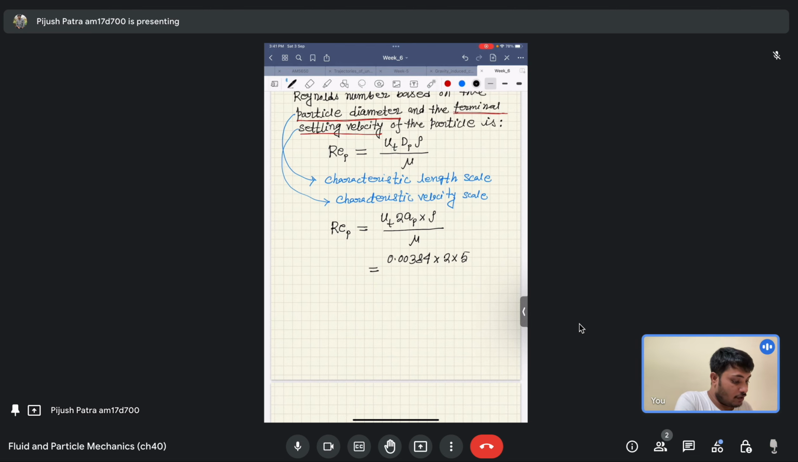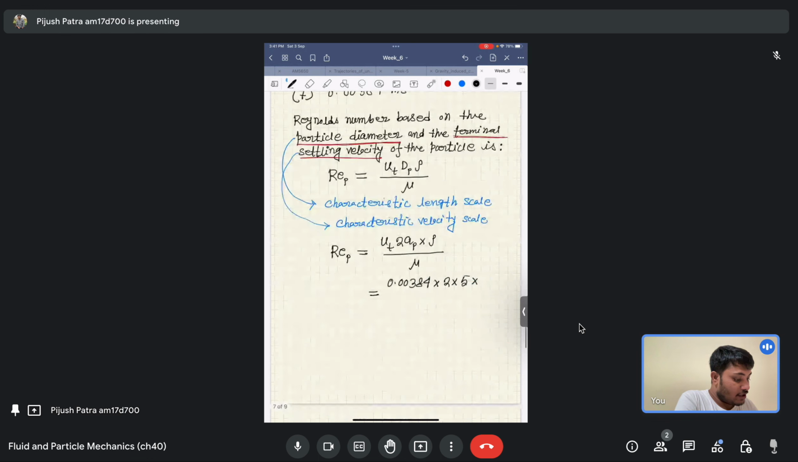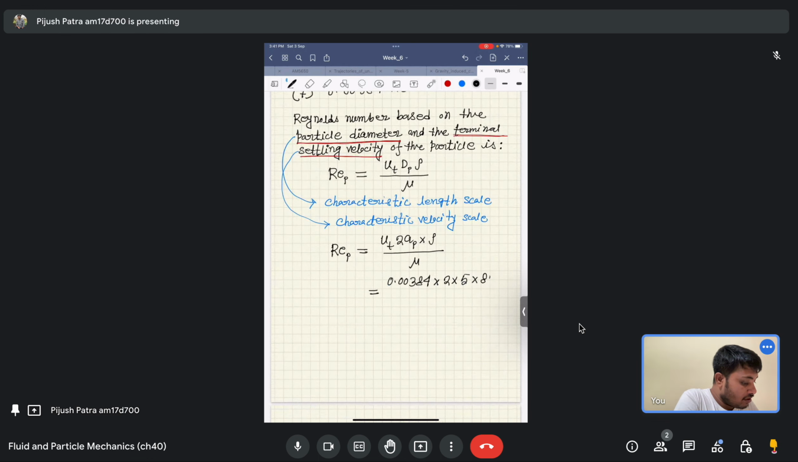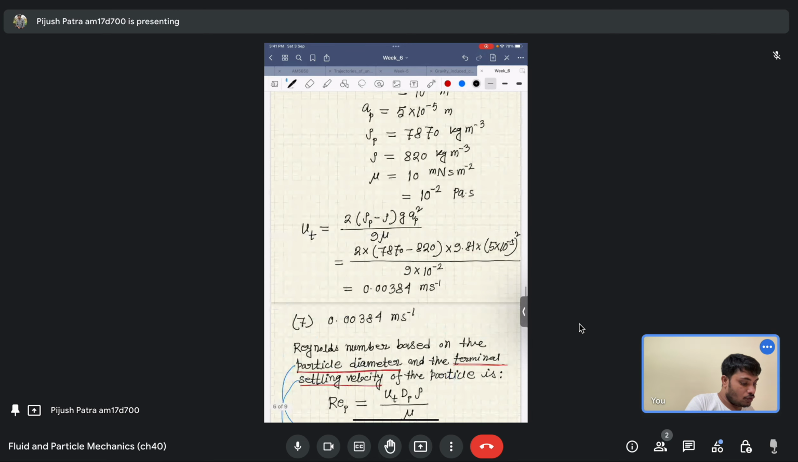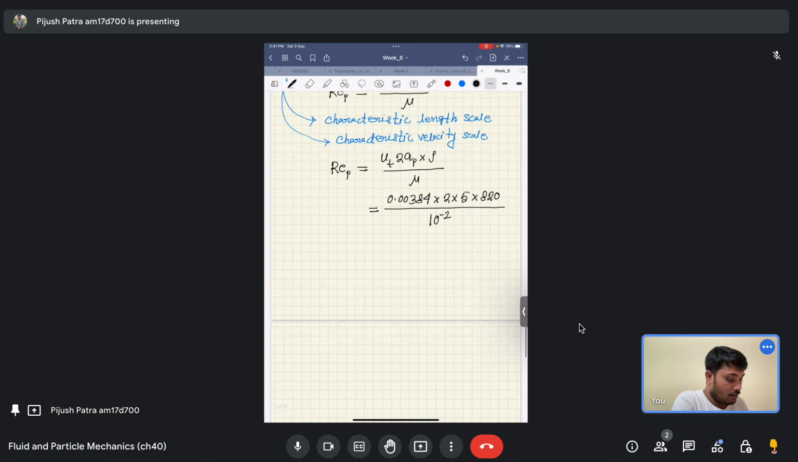So it is 0.00384 into 2 into 5 into what is rho. Rho is 820, that is the density of the fluid, divided by what is mu. Mu is equal to 10 raised to minus 2 Pascal second. What is this coming?